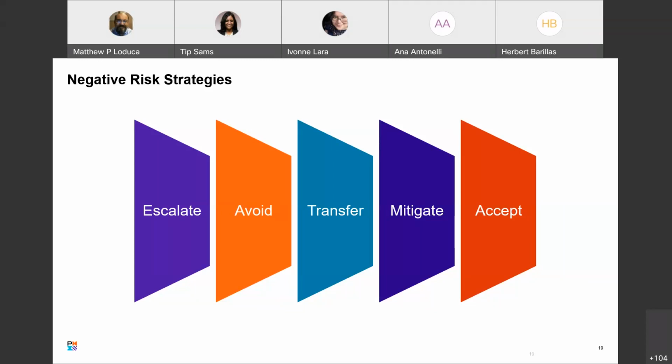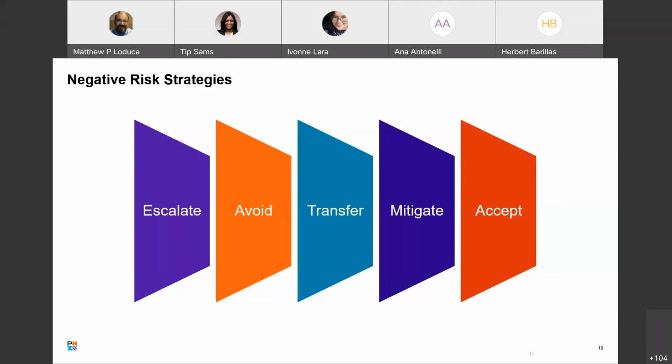And then the last thing is acceptance. A very, very long time ago, we used to call it the ostrich response, which was we stick our head in the sand and we just ignore it. So a risk is going to happen. We don't care if it happens. We're just going to plow ahead anyway. We're just going to accept that that's a possible risk.